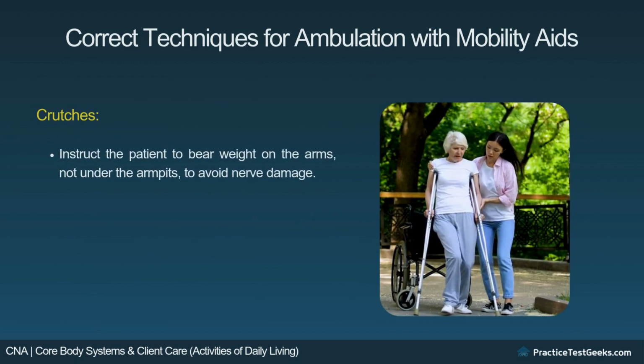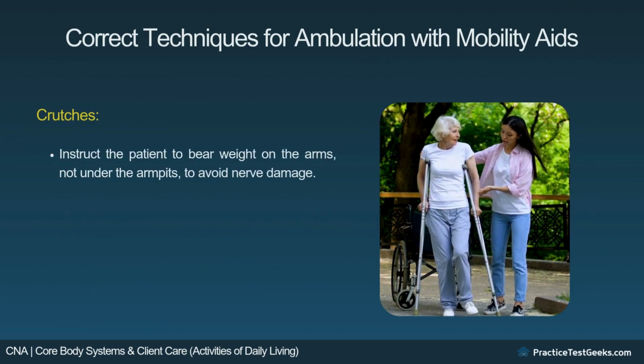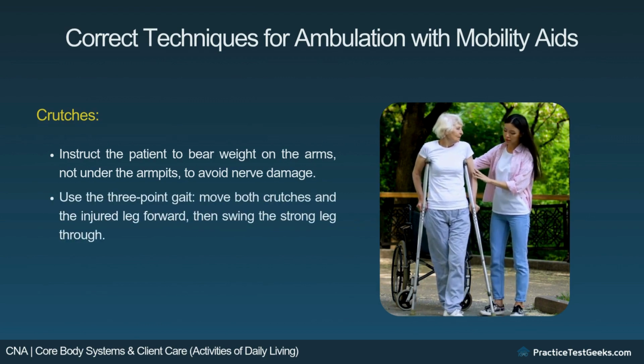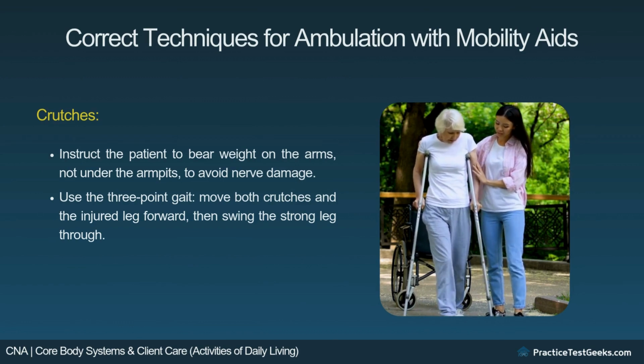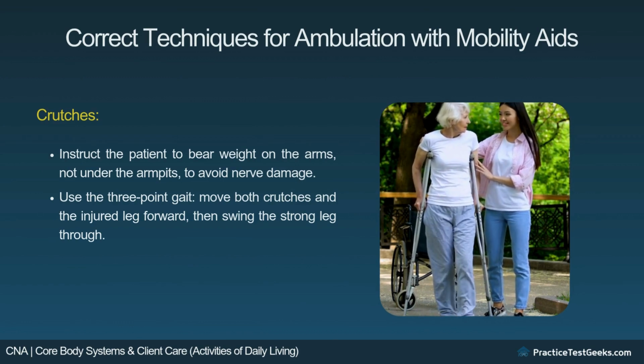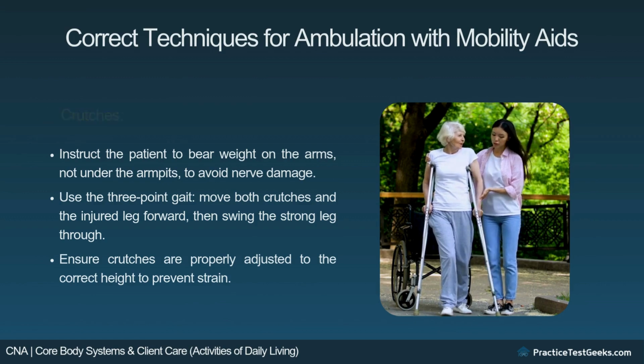Crutches. Instruct the patient to bear weight on the arms, not under the armpits, to avoid nerve damage. Use the three-point gait. Move both crutches and the injured leg forward, then swing the strong leg through. Ensure crutches are properly adjusted to the correct height to prevent strain.